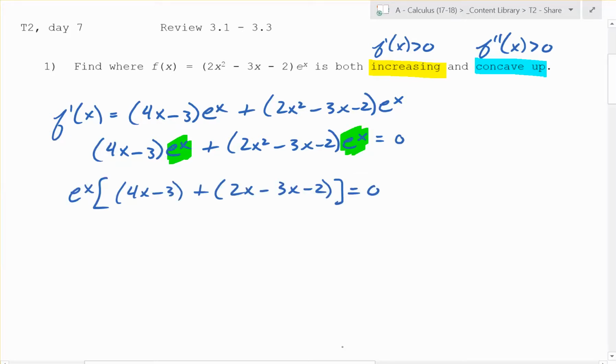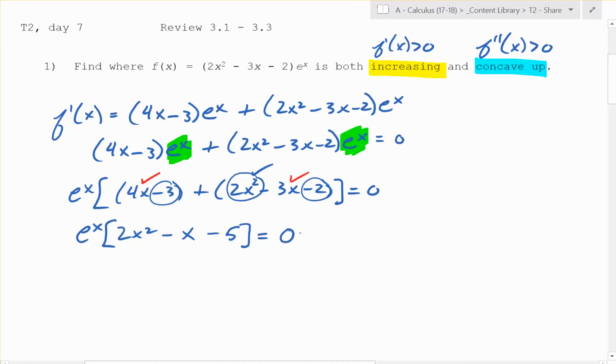Then we clean up the middle part, which is a quadratic. Sorry, that's a square right there. So let's clean up the middle. Let's actually start right there. So put the 2x squared first. So we get that. And then we have 4x minus 3x, which is x. And then we have negative 3, and negative 2 is minus 5. So we have this e to the x times a quadratic equals 0.